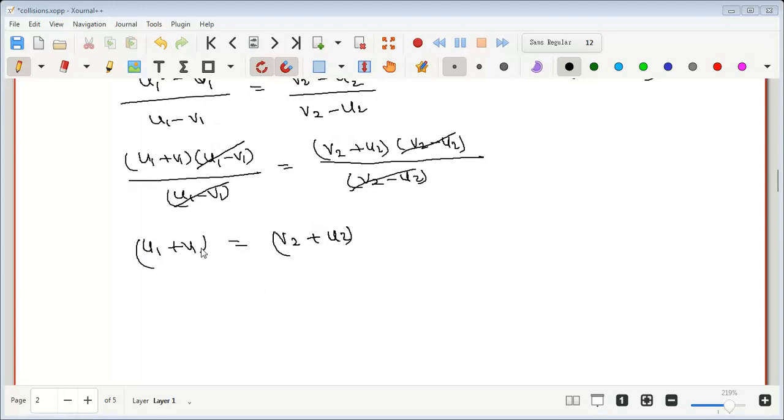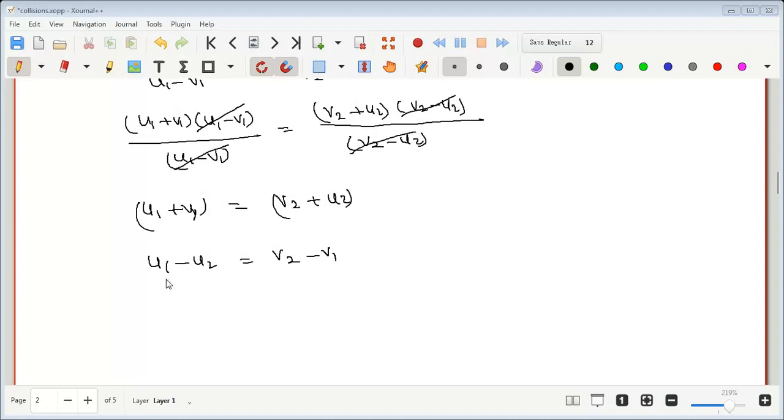Now we can write v1, u1 minus u2 is equal to v2 minus v1. This equation represents the relative velocity between two bodies, before collision and after collision. We can find the coefficient of restitution also here. If these two terms are equal, that means this is equal to this, then this material is a pure elastic body.